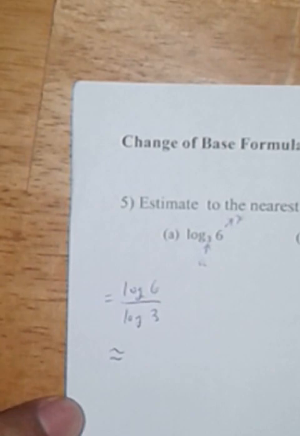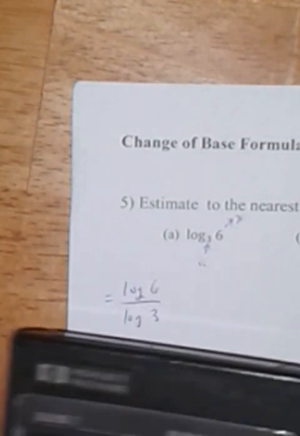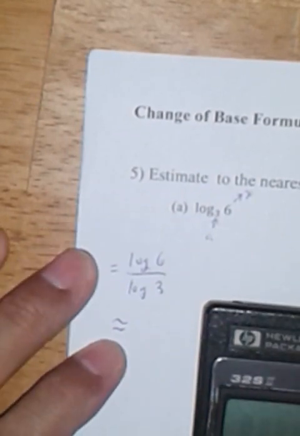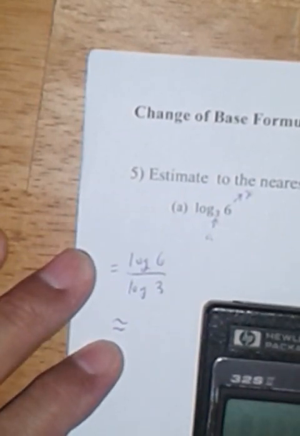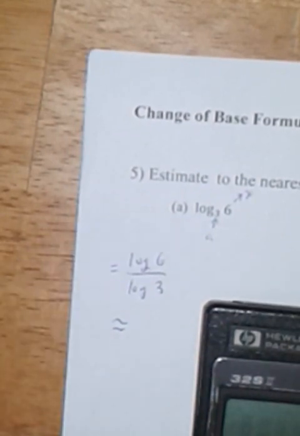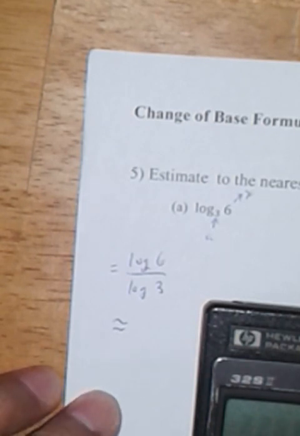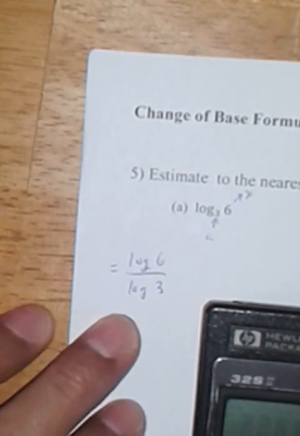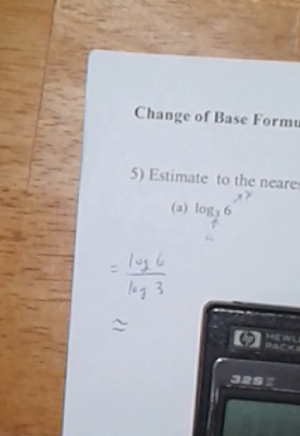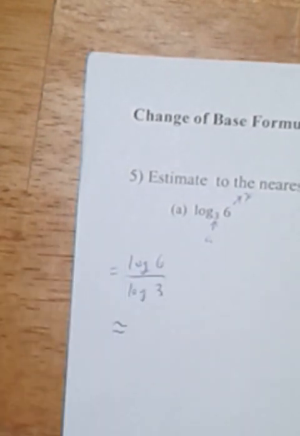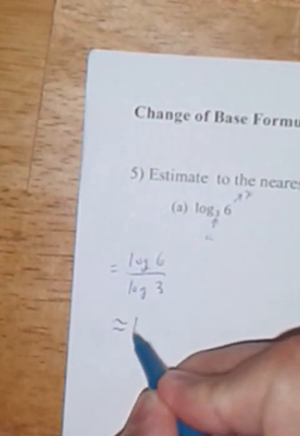Yeah, and that'll be some approximation. So let me get my calculator here. All right, so in my calculator, I'm going to type in log of 6 divided by log of 3. So 6 log, that's log of 6, and then I hold it, and then log of 3, and then I'm going to divide the two, and I get 1.63, about 1.63.